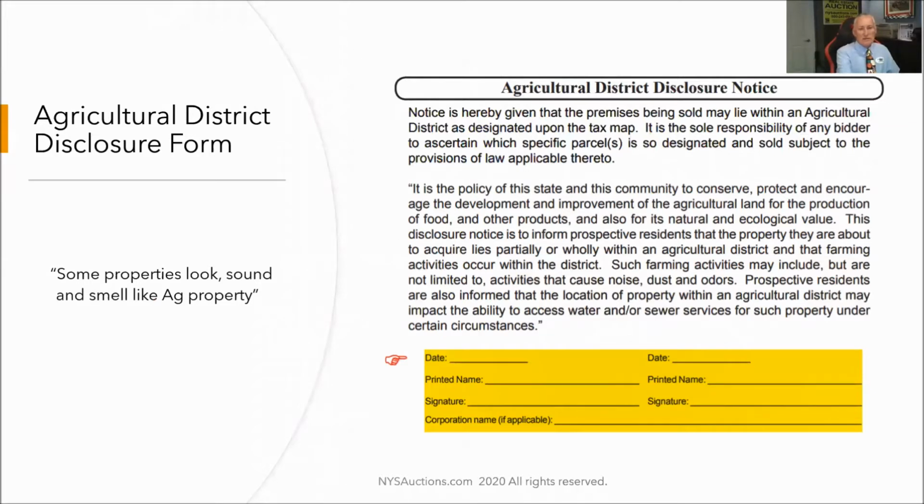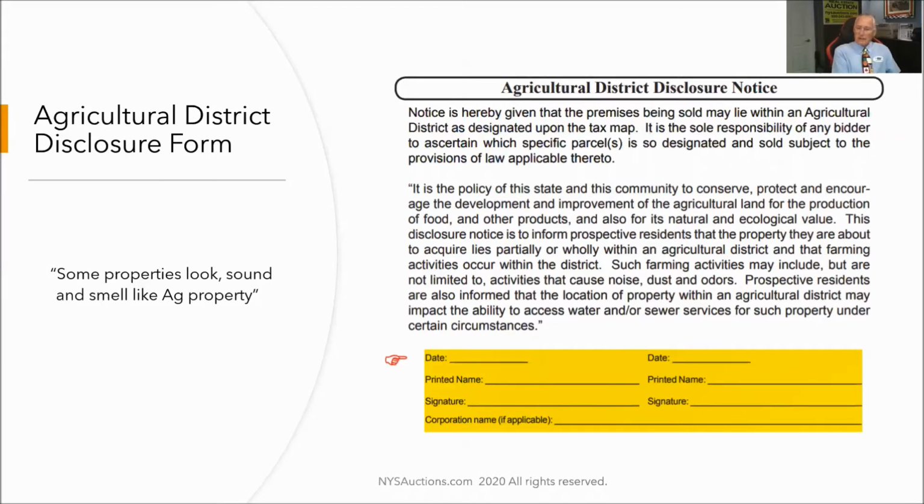Agriculture district. Some of these properties lie in a designated agricultural district as identified on an official tax map. So some of these properties, when you boil it right down, look, sound, and may actually smell like agricultural property. That may be of a happy circumstance for you. It may present undue challenges for you. There may be dust or odors or noise there in an ag district that might prohibit you wanting to buy those properties. So we're just letting you know that some of these properties in this auction may be in an ag district. Your due diligence has discovered those.